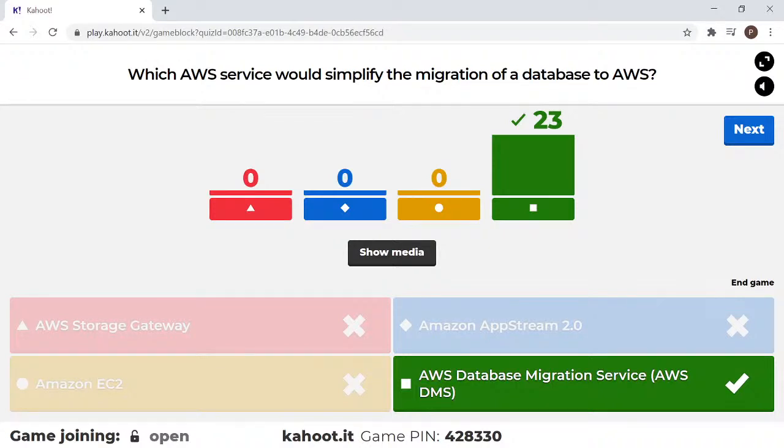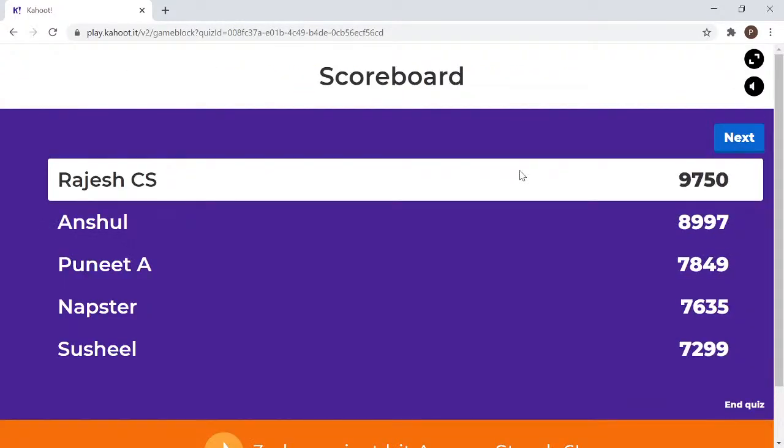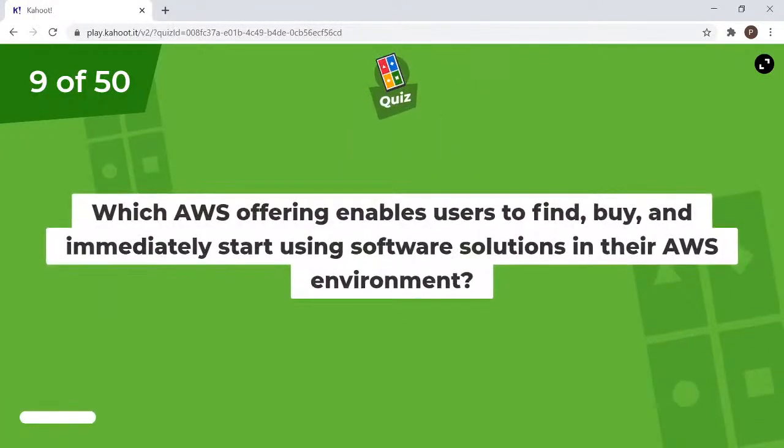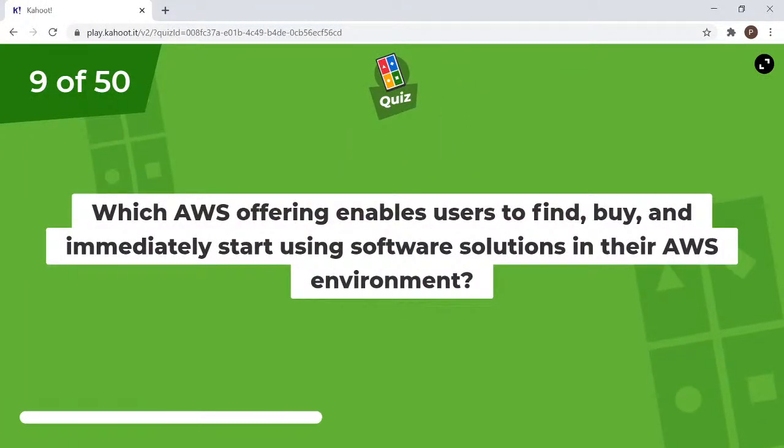That's great. Everyone got it right. So no explanation needed. We'll move ahead. And as everyone got it right, everyone is holding their position strong. Moving on to the next question.